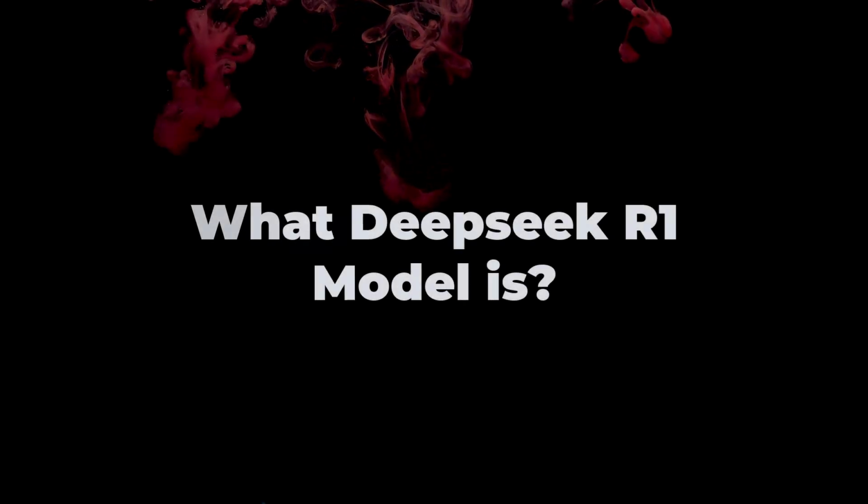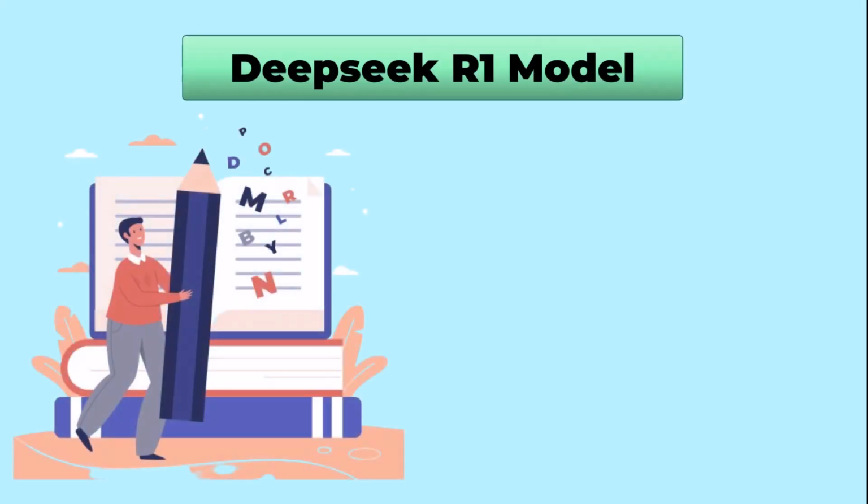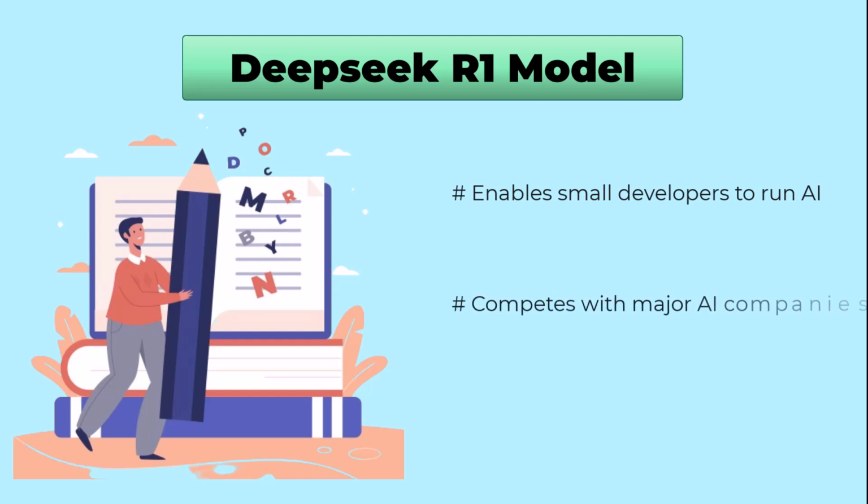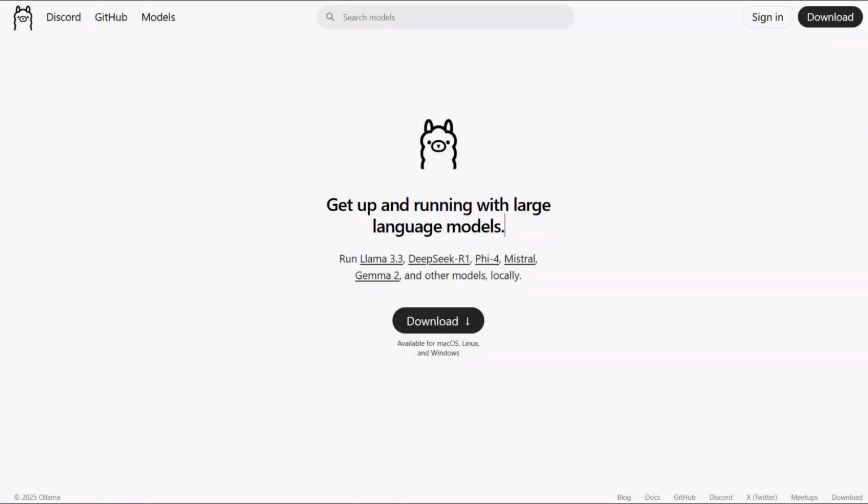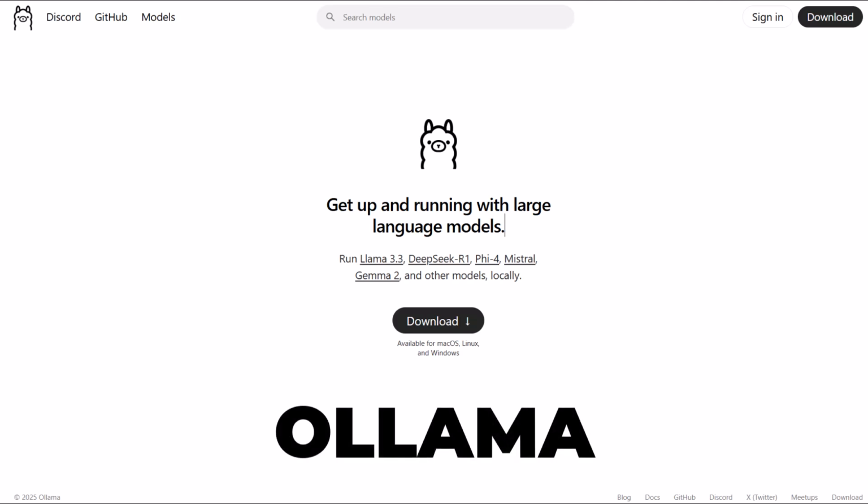So, first let's understand what Deepseek R1 is. Deepseek R1 makes AI easier to use by allowing smaller developers to run powerful models without expensive hardware. It also competes with big AI companies like OpenAI and Google and raises questions about the need for high-end chips in AI development. Now, to run Deepseek R1 model locally, we need to first install a tool named Ollama.